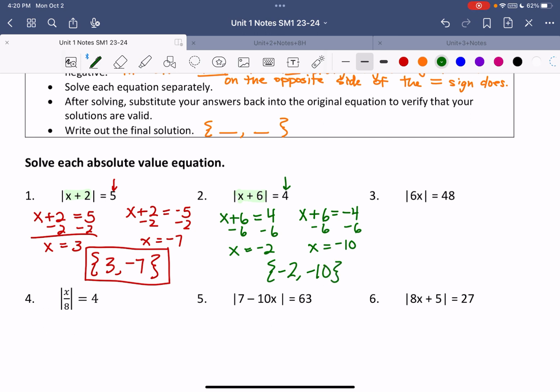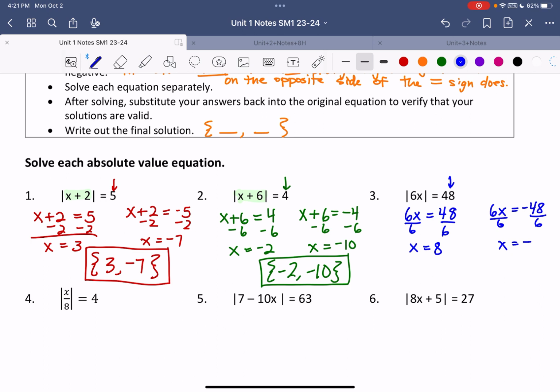And it doesn't matter the order that you stick them in the set. They just both need to be in there. All right. Again, we keep exactly what is in the absolute value bar. The only thing that changes sign is that answer to account for the different directions from 0. So here x would equal 8, or x would equal -8.